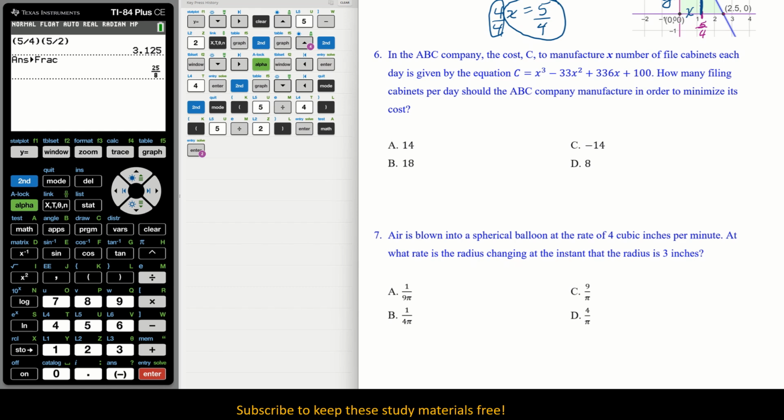In the ABC company, the cost, which we're going to call C, to manufacture X number of file cabinets each day is given by the equation C equals X to the third minus 33X squared plus 336X plus 100. How many filing cabinets per day should the ABC company manufacture in order to minimize the cost? Okay, this is a minimization situation.